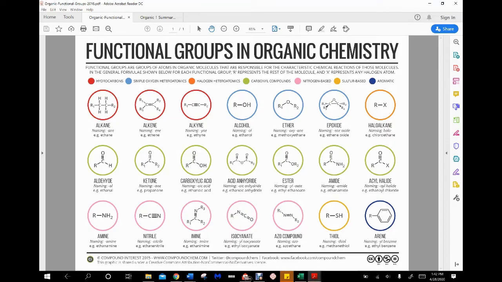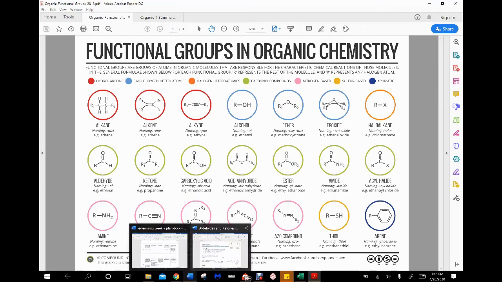Alright guys, welcome back to day 2 of our functional group extravaganza, I guess you could call it. So yesterday we covered a little bit about the alcohols and ethers, kind of in our oxygen family. And today we're going to move into the carbonyl compounds, and we're going to talk about aldehydes and ketones. So let's go ahead and get started.